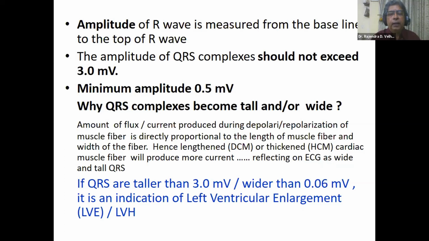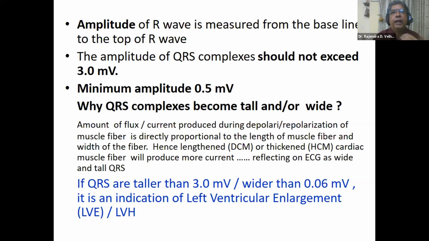Now, why do QRS complexes become tall and wide? As we know, when a myocardial muscle fiber depolarizes, during the process of depolarization, it will produce an electrical current, and the magnitude of that electrical current produced is directly proportional to the width, the diameter and the length of the fiber. During dilated cardiomyopathy or hypertrophic cardiomyopathy, the myocardial fibers lengthen, they increase in length, or they thicken in their diameter.